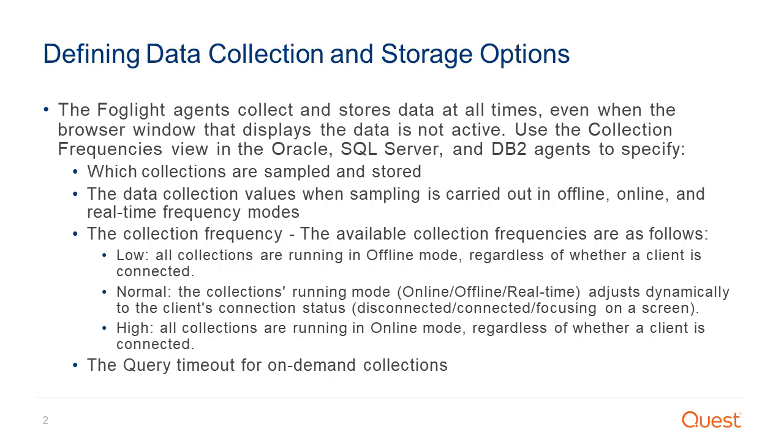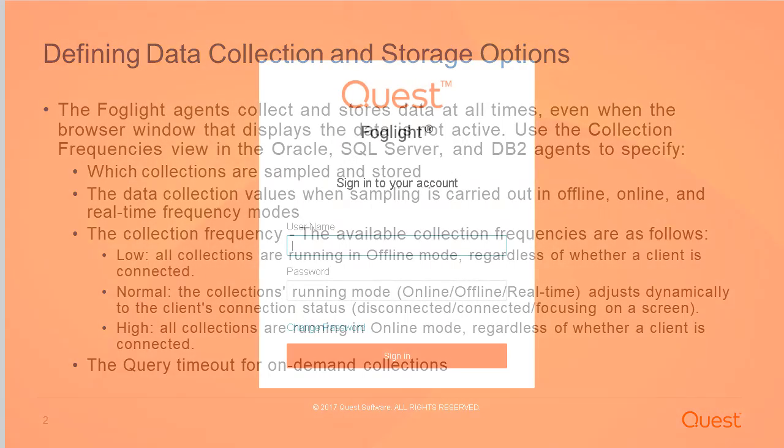The available collection frequencies are: Low, for all collections running in offline mode, regardless of whether a client is connected. Normal, for when the collections are running in online, offline, or real-time, and will adjust dynamically to the client's connection status, whether it's disconnected, connected, or focusing on a screen. High has all of the collections running in online mode, regardless of whether or not a client is connected.